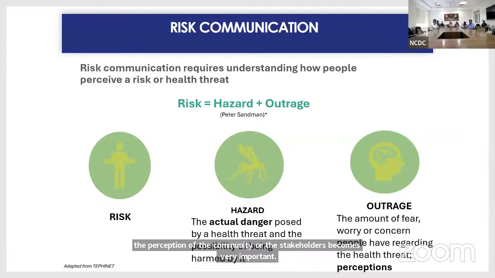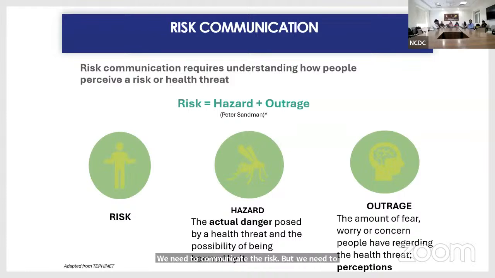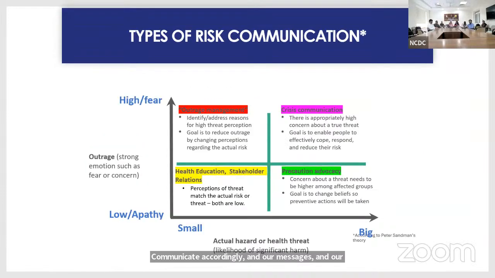We need to communicate the risk, but we need to understand how risk functions. Risk is actually a function of hazard and outrage. Hazard is the actual danger posed by any public health threat, and outrage is the amount of fear, worry, or concern people have regarding the public health threat, which is the perception. Based on our understanding of how people would perceive that risk or health threat, we need to communicate accordingly, and our messages and our channel of communication need to be adjusted accordingly.